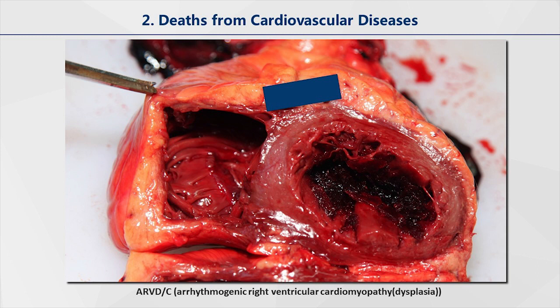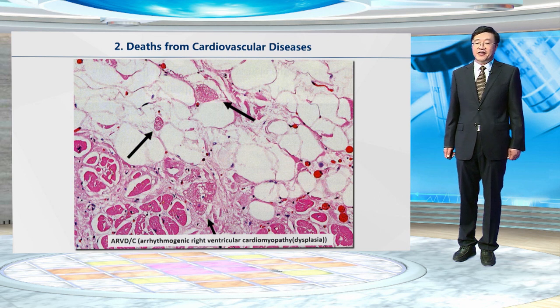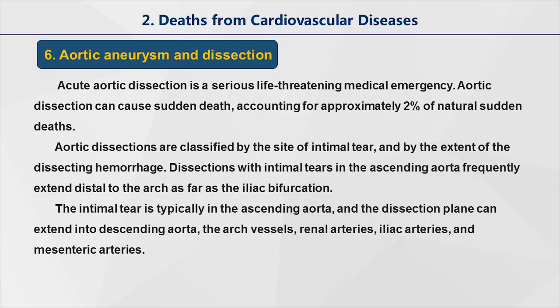Here is arrhythmogenic right ventricular cardiomyopathy. Pathologically, the right ventricle is often dilated with focal thinning. Here is the arrhythmogenic right ventricular cardiomyopathy. The histologic hallmark is that of fatty change with myocyte vacuolization and degeneration. Chronic inflammation is common, suggesting a healed myocarditis.